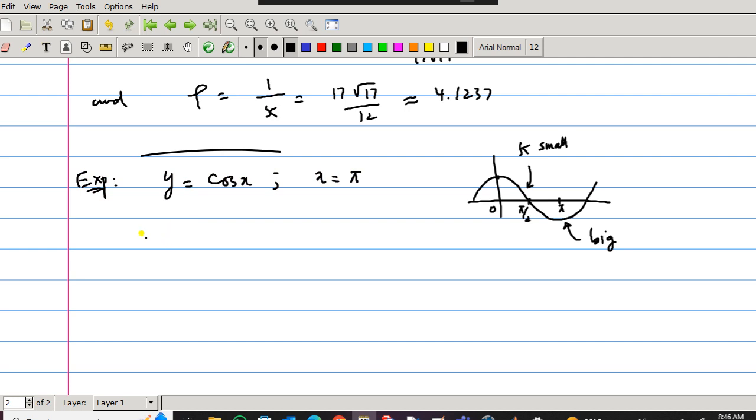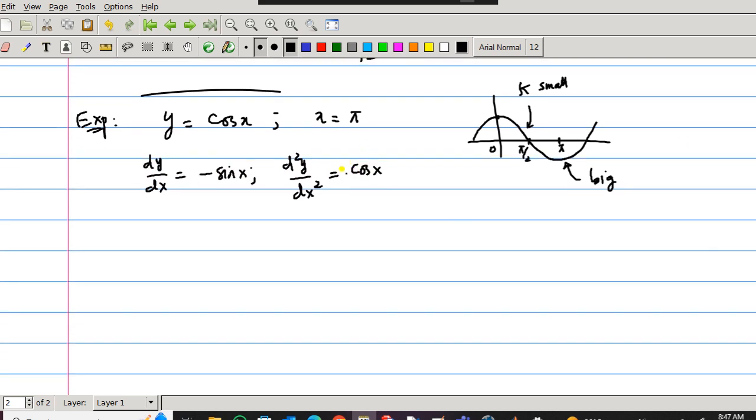So let's see what is the derivative. dy by dx is minus sine x and d2y by dx square is plus cosine x, right? Sorry, minus cosine x. Now if I put the values, therefore at x is equal to pi, your derivative is minus sine pi, which is 0, and the second derivative is minus cosine pi, which is minus 1.